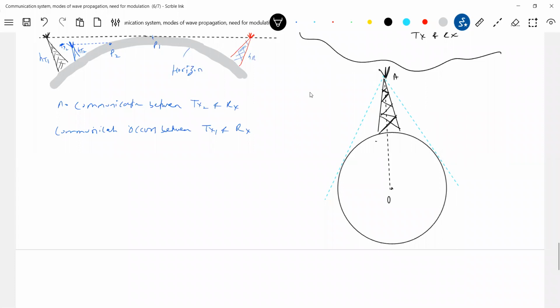Let this be E, this be P. Radius of the earth R. There's the height of the antenna, the height of the tower. The greater the height of the tower, the more the range. So this distance, let it be equal to D. And even this distance also, let it be D.